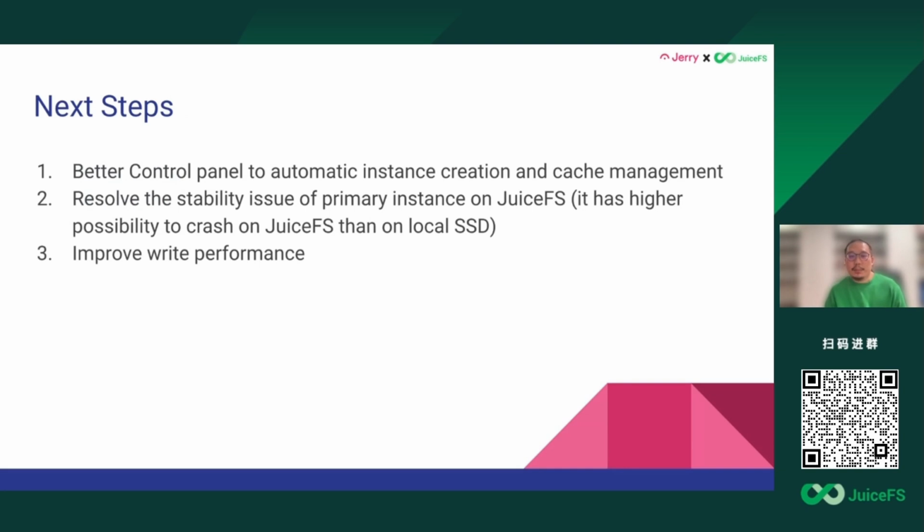Then, on top of this, our next steps mainly involve a few key points. The first one is to create a better control interface for automating its lifecycle management and creation, as well as its cache management. The second thing is that when we run this architecture, we found that the main bottleneck is on the file system. To address this, we are planning to optimize the file system performance by implementing various strategies such as caching mechanisms and efficient data retrieval techniques.